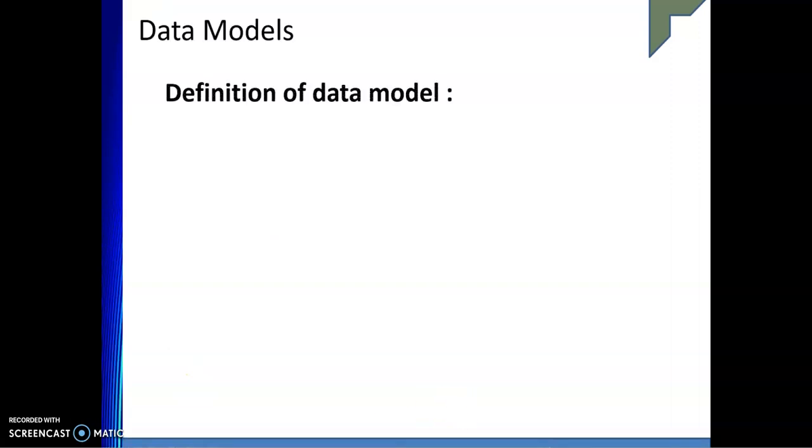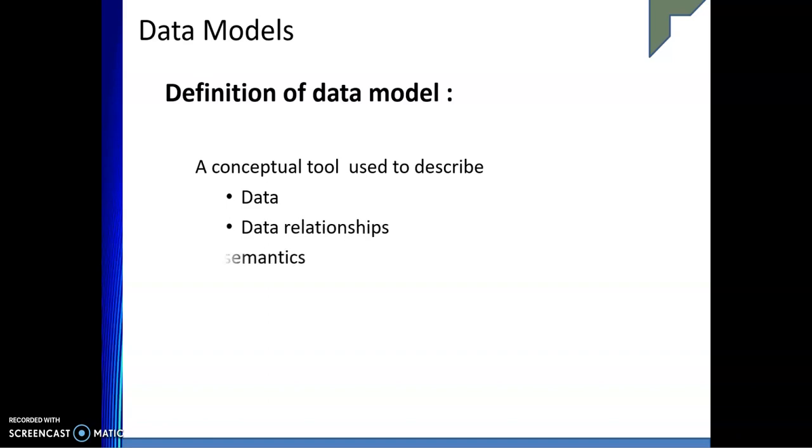A data model, by definition, is a conceptual tool which we use to describe the data, the relationship of the data, the data semantics, and the consistency constraints. Whenever you're talking about a particular data model, this model describes the data. It tells what kind of relationship the data has. And when you talk about constraints, it means some kind of limitation and restriction that has to be there.